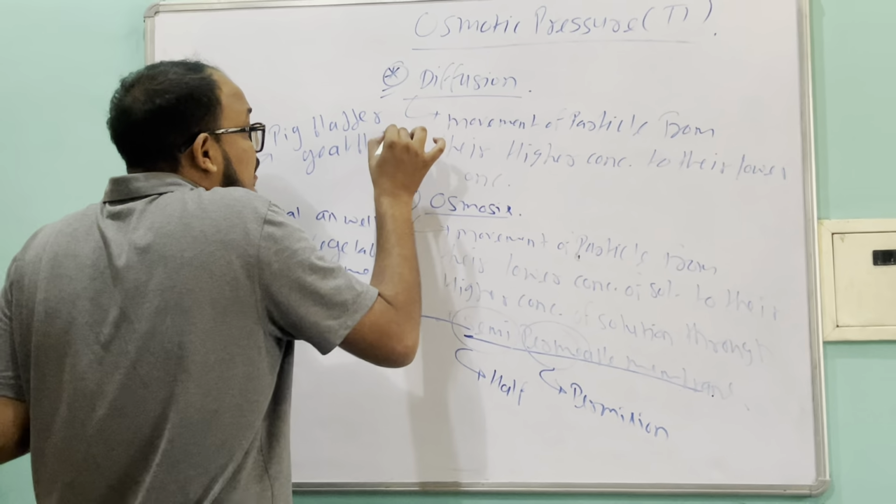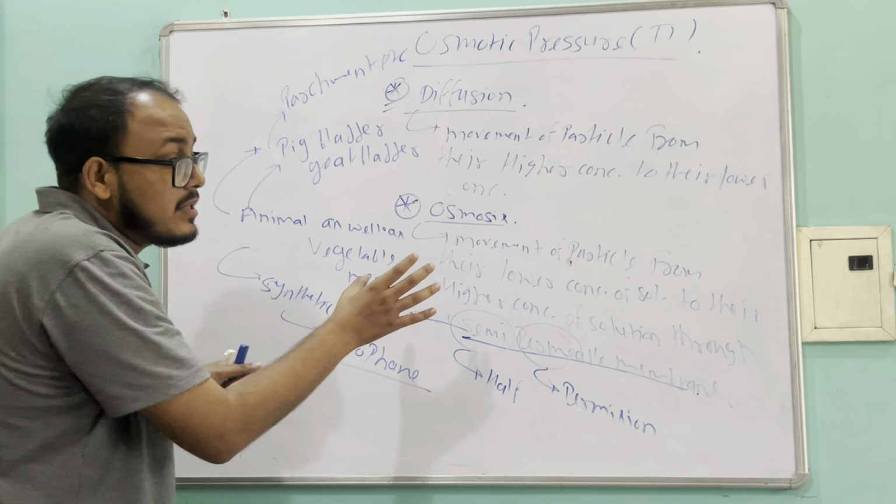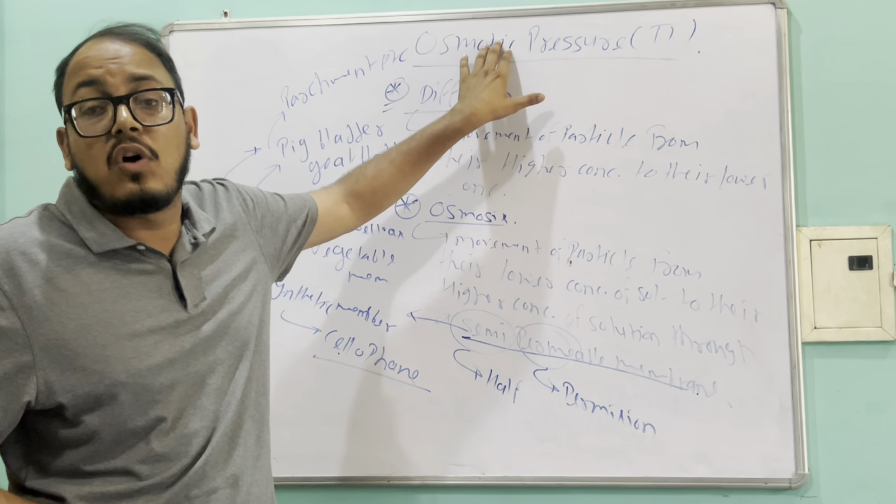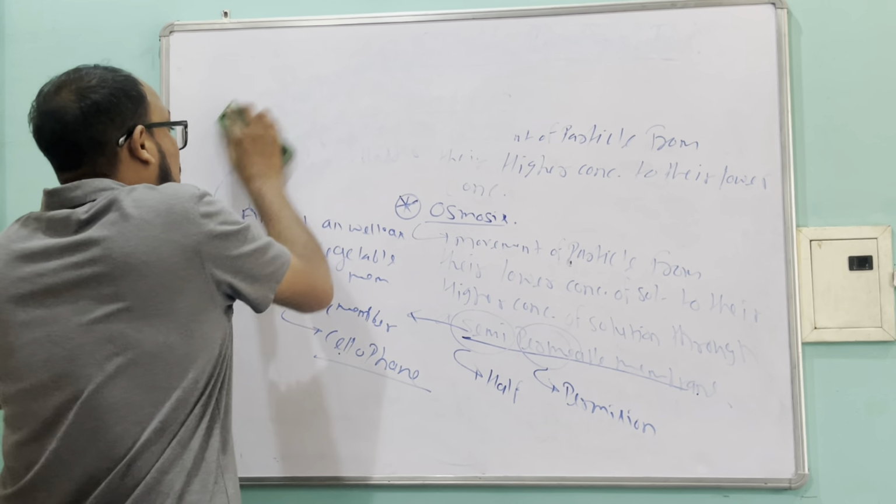So what do you mean by the term osmosis? Osmosis means the movement of particles from their lower concentration to their higher concentration through a semi-permeable membrane, that is known as osmosis. Okay, beta. After these two important terms, we have to learn the most important part, that is called osmotic pressure. Now we will discuss with the help of a diagram what is osmosis.